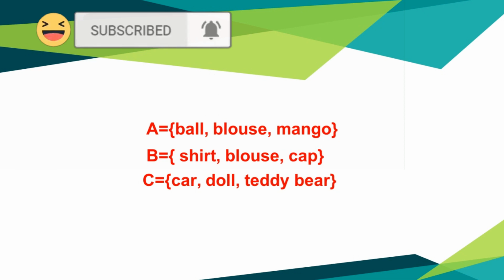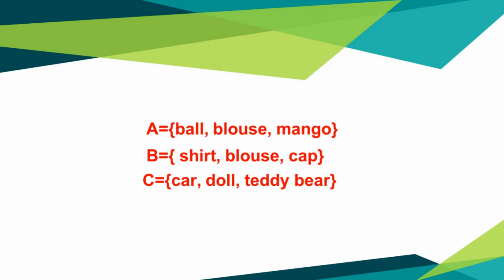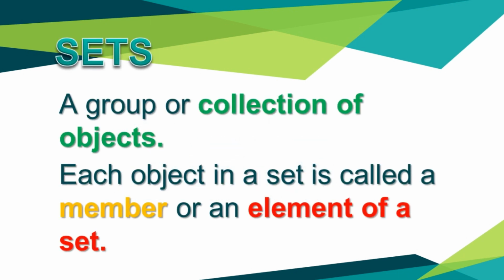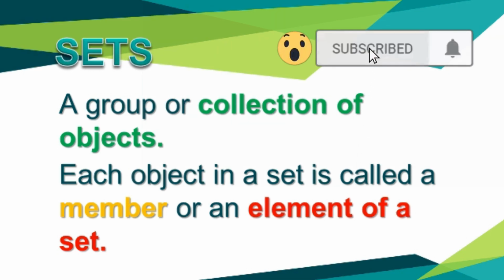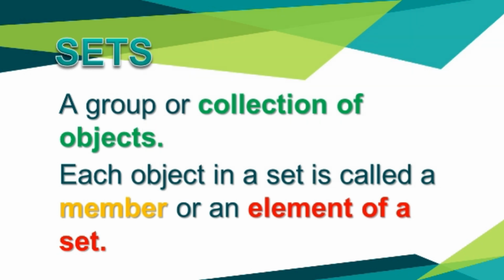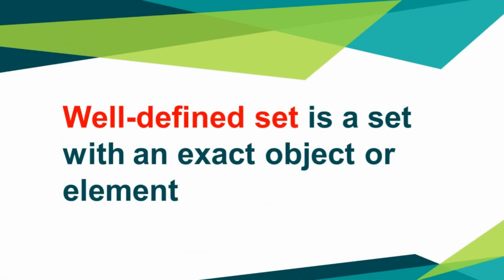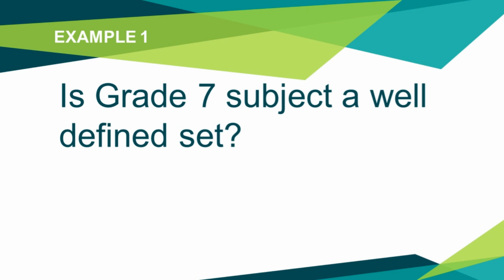Let's have a review. What do you call this group of objects we have formed? Very good! So now, from our previous illustration, how can you define sets? We define sets as a group or collection of objects. Each object in a set is called a member or an element of the set. A well-defined set is a set with exact objects or elements.